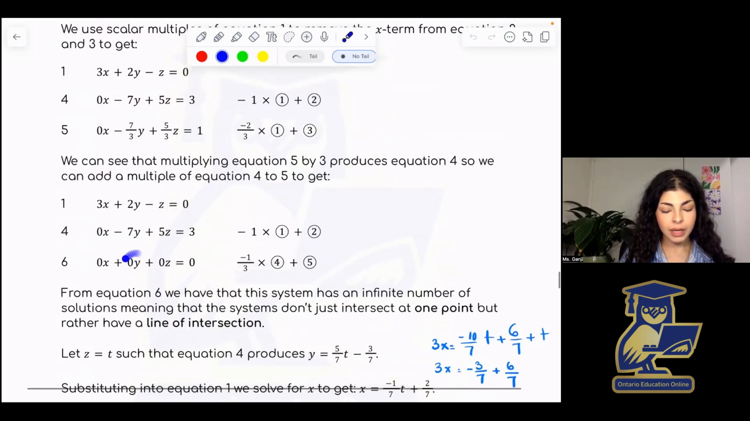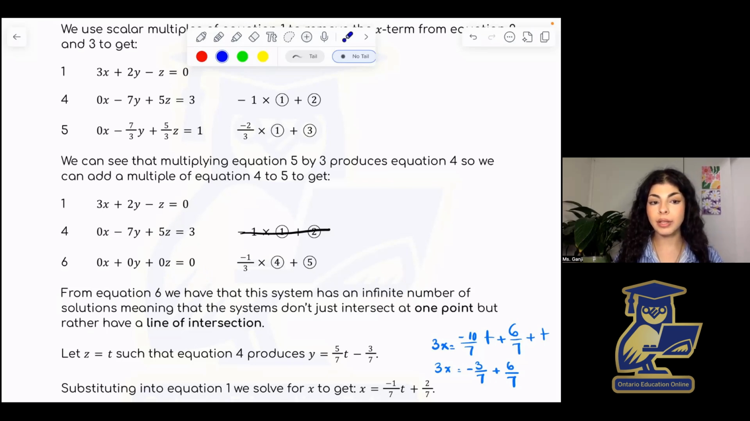Now, to get rid of the y coefficient here, I do multiply. Oh, sorry, this should be removed here because it was from the previous one. So I just multiply negative third of equation 4 and add it to equation 5. And now from equation 6, I have 0x plus 0y plus 0z is equal to 0. And now, from equation 6, we can see that any x, y, and z value will give me a solution here. So we have an infinite number of solutions. So that means our system doesn't just intersect at one point, but rather we have a line of intersection.